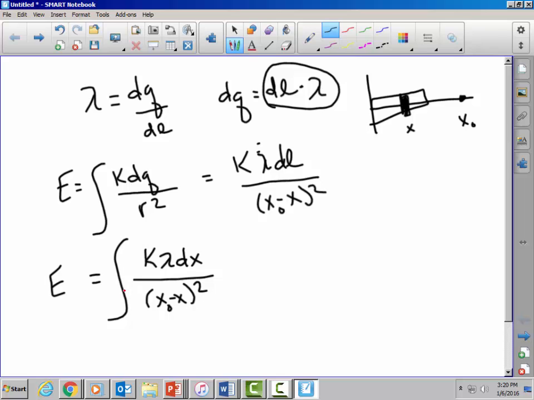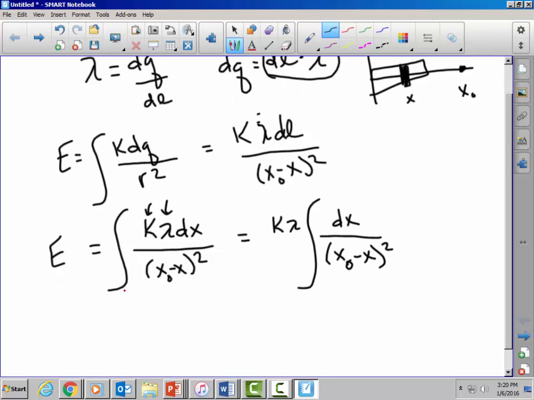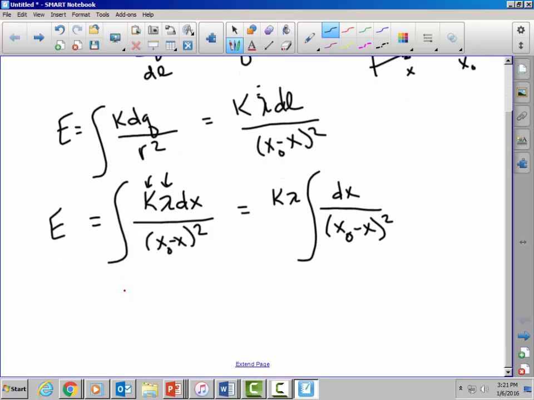If you guys are handy with calculus, you can go ahead and try to integrate that, but I'm going to do it for those of you that might not know. K is Coulomb's constant, and lambda is going to be a constant for this particular length. So those two values can just come out of our integral, and we've got dx over x naught minus x squared. Okay, so essentially what I have here is 1 over x naught minus x squared times dx.